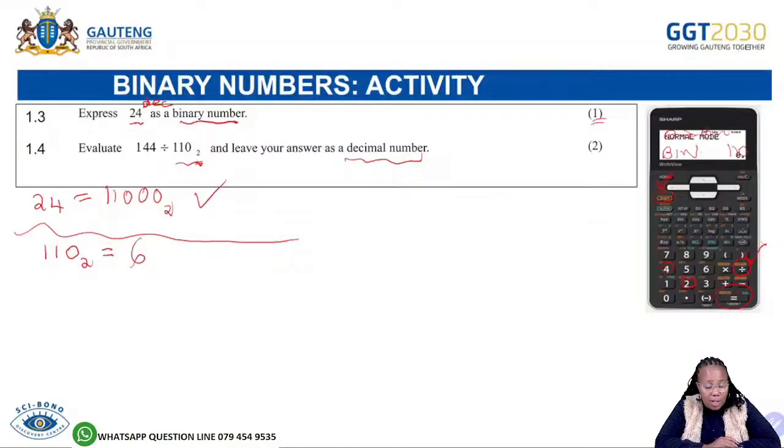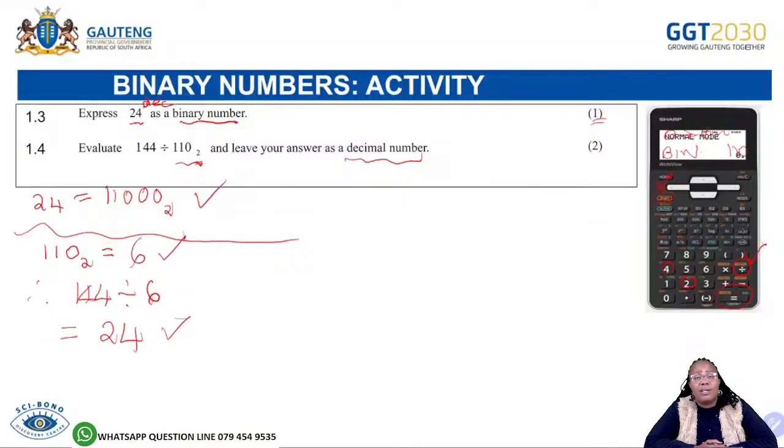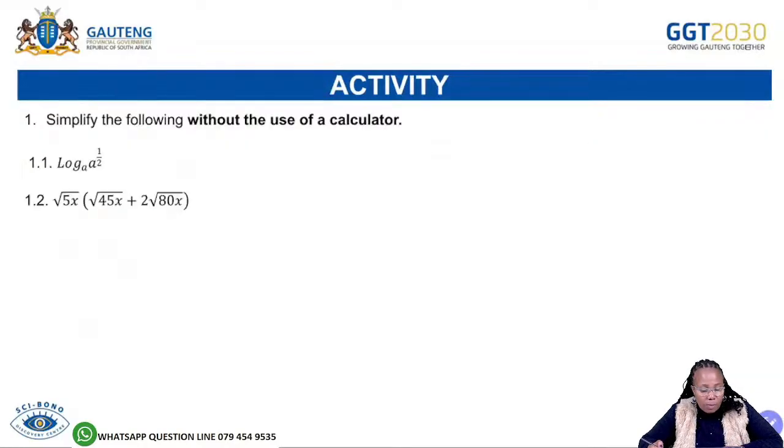This is now decimal. Therefore, we can now evaluate it: 144 is divided by 6. So this decimal answer equals 24. Then you get your full marks. The first mark is for changing this to decimal and getting your answer in decimal form. So that is your 2 marks, grade 12. Your Sharp calculator will help you. If it's on binary, start with the binary mode. If it's on decimal, your calculator must be on decimal mode.